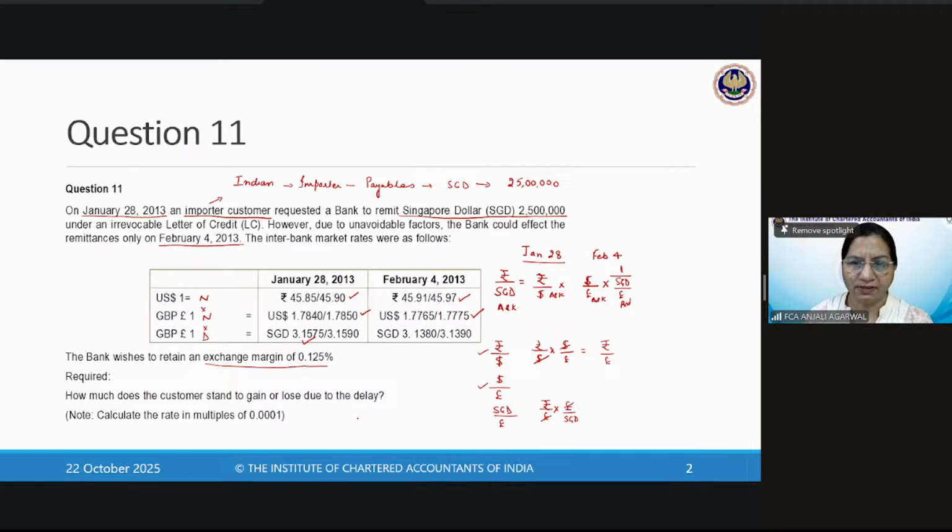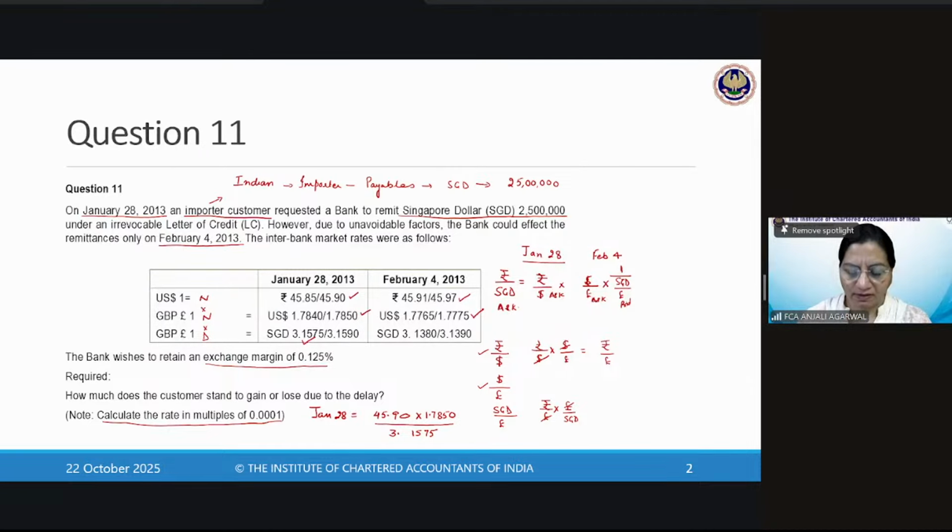Okay, we can do the calculations here. On Jan 28, the applicable rate for Singapore dollar would be 45.90 multiplied by 1.7850 and divided by 3.1575. Further, take care. What is given is to calculate the rate in multiples of 0.0001. So whatever answer you get, you will round it off to 4 decimals, and the pip here is 4 decimals, 0.0001.